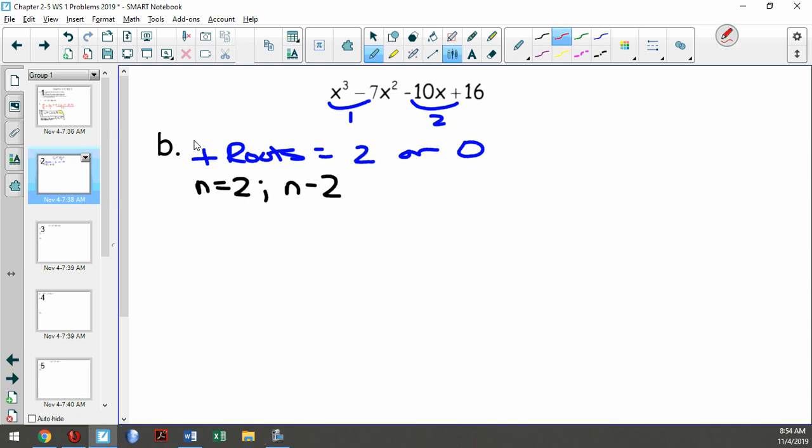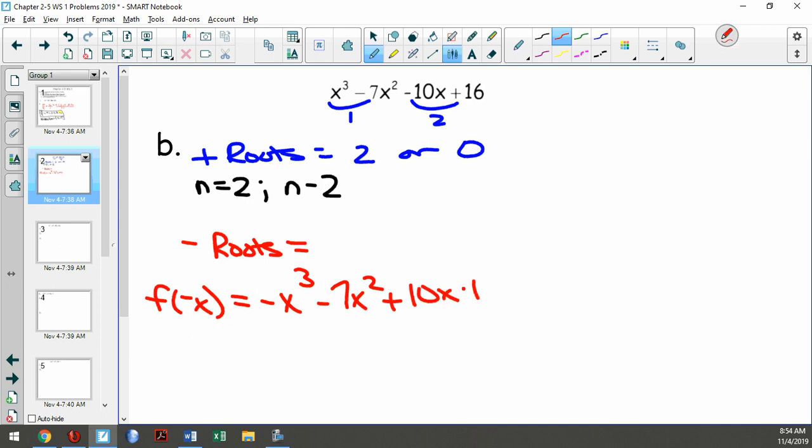Now from there, I need to do my negative roots. How do I do my negative roots? I'm going to count the sign changes in f at negative x. Whenever I'm doing f at negative x, which powers have the coefficient change its sign? The odd powers. So 1x cubed turns into negative x cubed. Negative 7x squared stays as that. Negative 10x changes to positive 10x, and plus 16 stays.